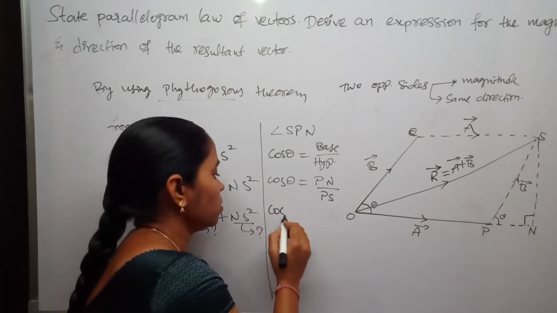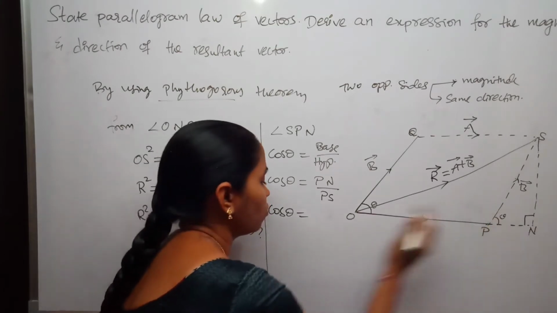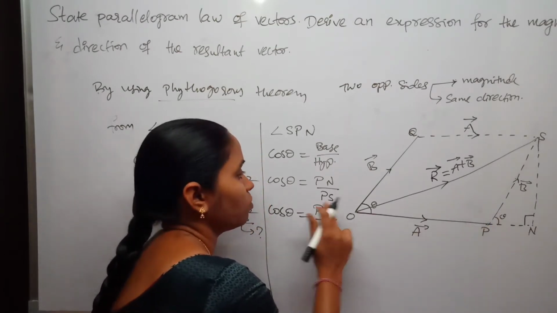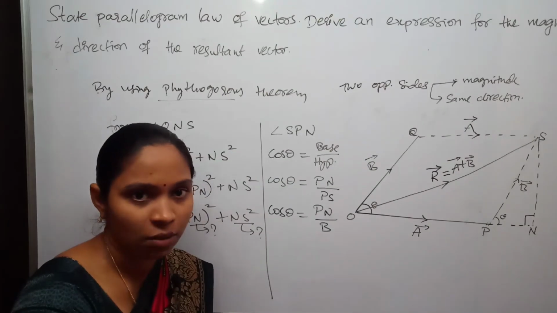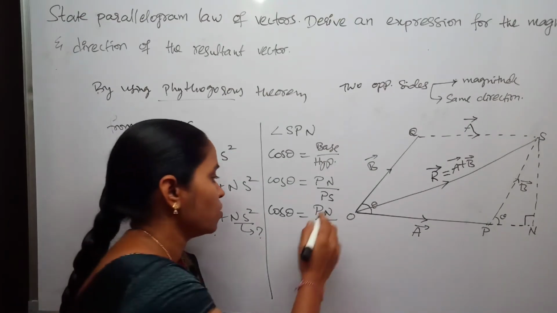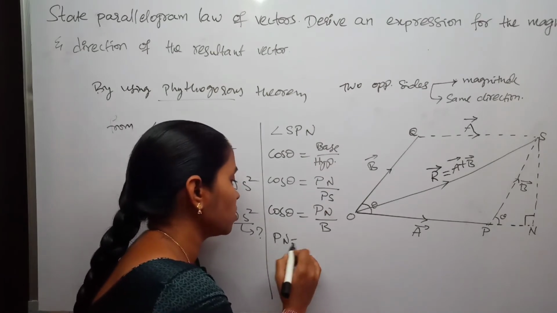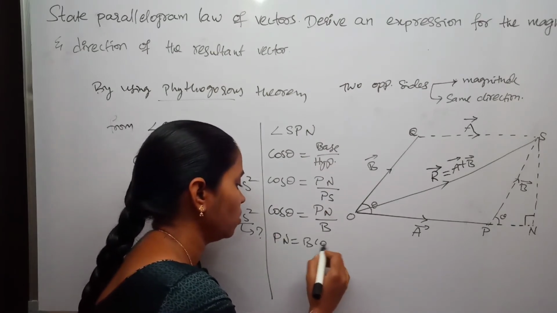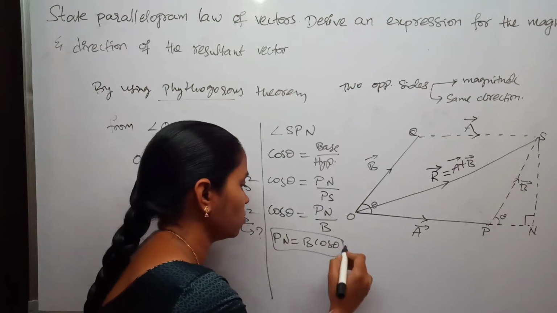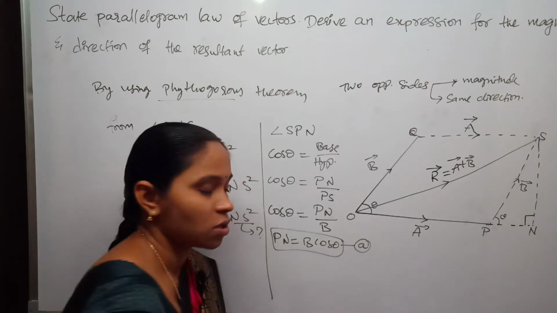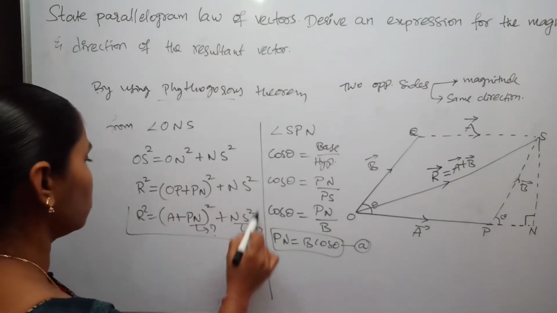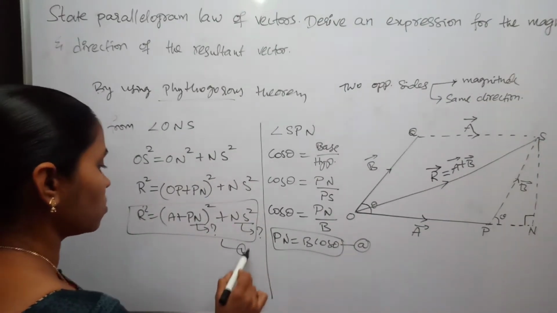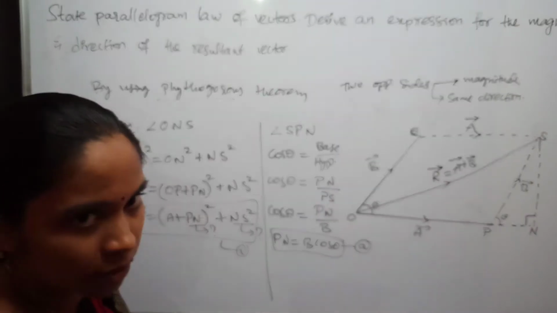And now cos theta is equal to PN, which we don't know, by PS. What is PS? It is the magnitude of the vector B bar, right? Now this PN is equal to B cos theta. This is equation number A. Copy this.